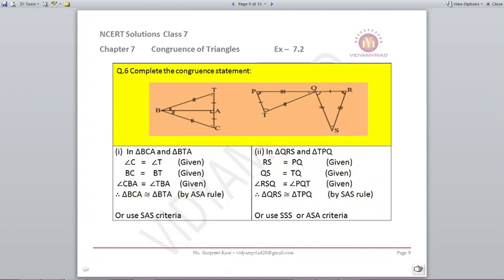You can also choose ASA criteria. So whatever criteria you choose as per the question, please pair it properly accordingly, and then you can decide which criteria holds true to make those two triangles congruent.